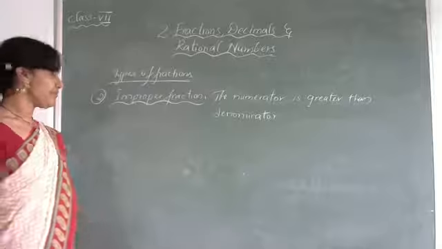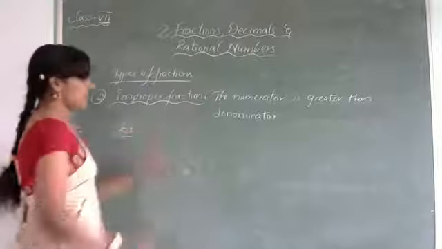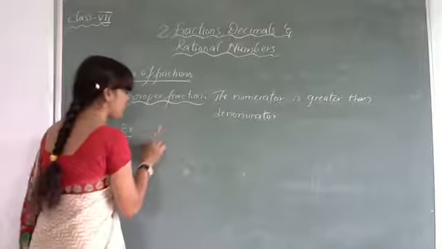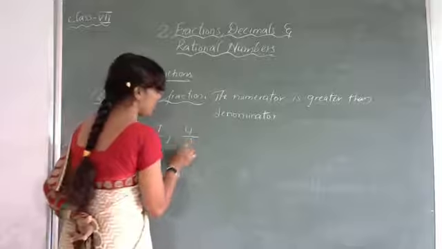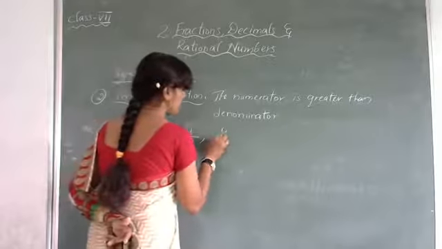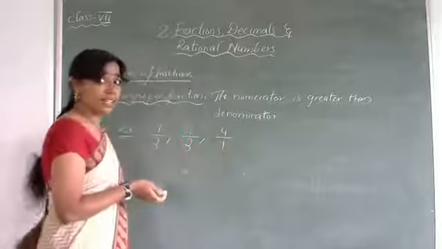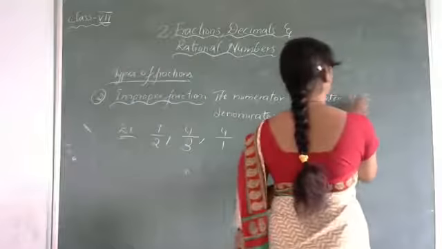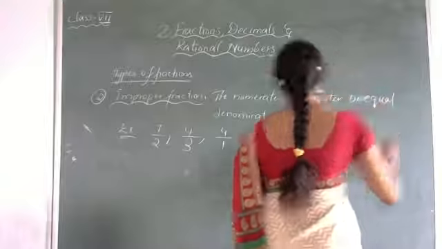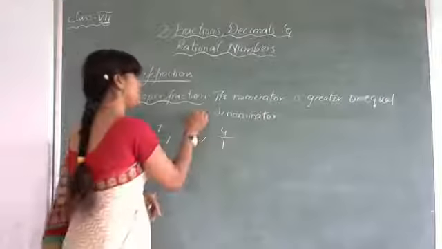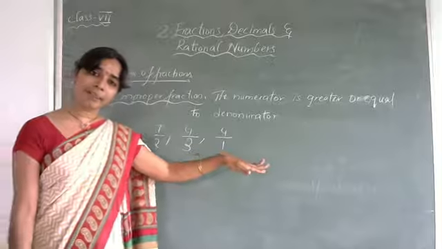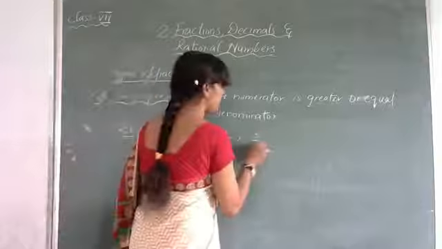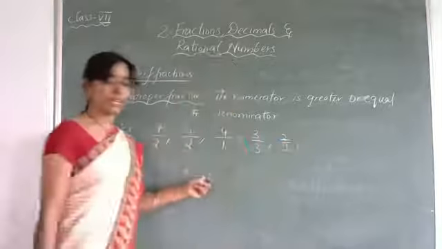Okay, so examples for this. Here the numerator will be a big number and the denominator will be a small number. So 7 by 2, 4 by 3, 4 by 1 also we can write. Here one more condition you have to write, children: greater or equal. The numerator is greater than or equal to the denominator. Like that 3 by 3, 2 by 2, like this also we can write.